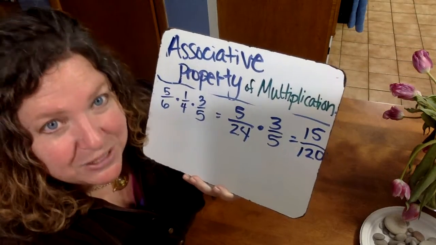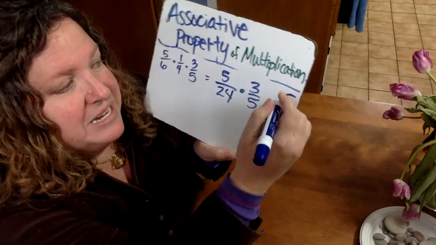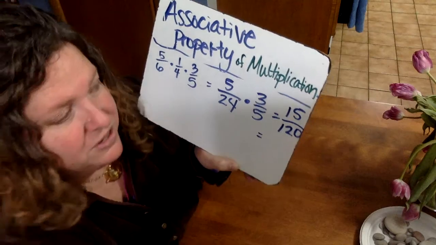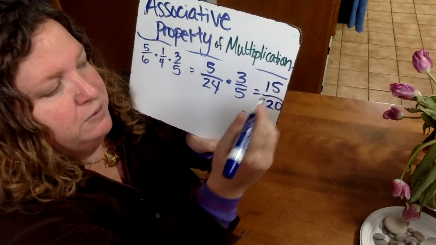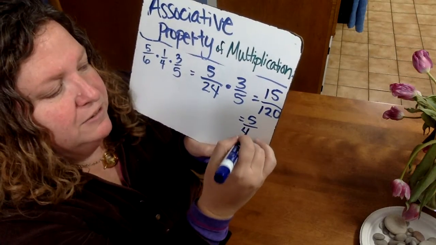Of course, we need to reduce that. What would that reduce to? Well, we would divide the top and the bottom. They both have 3 as a factor, so we could use 3. So 15 divided by 3 is 5. 120 divided by 3 is 40.